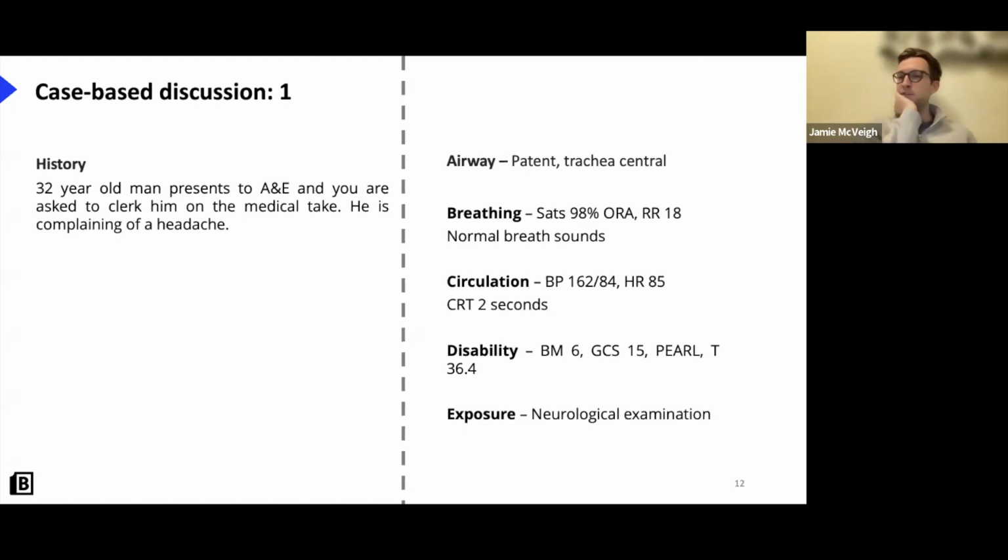And his heart rate's 85, which could be normal for him, but also could just be a minor sign that there's something not quite right going on. But other than that, his GCS is fine, his pupils are fine, and his temperature's fine. So he's got a headache. I think for your exposure, it's very reasonable to do a neurological exam. And actually, you don't find much in that. Okay, so what's the next important thing to do? So your A to E hasn't found much apart from a bit of hypertension. So what do we want to do now?